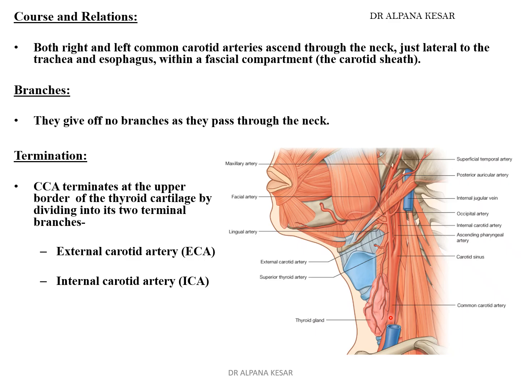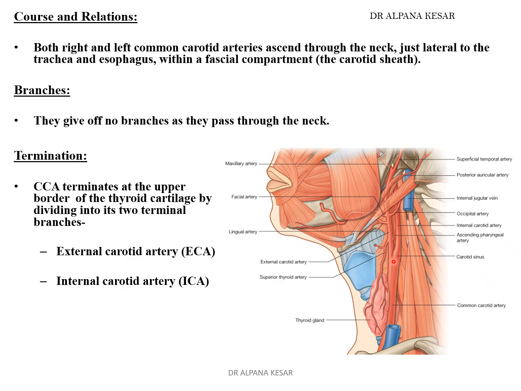The course and relations of the common carotid artery. Both the right and the left common carotid arteries ascend through the neck just lateral to trachea and esophagus. It is enclosed within the fascial compartment called the carotid sheath. As common carotid artery ascends through the neck, it does not give any branches.